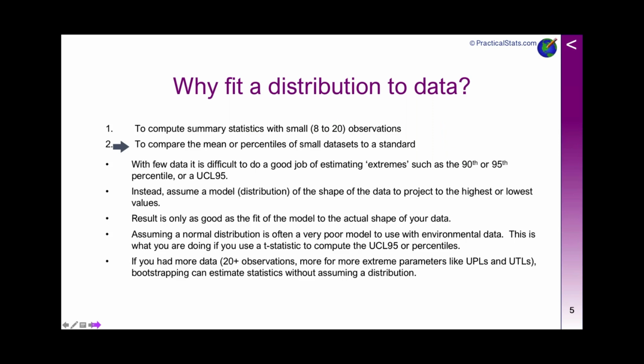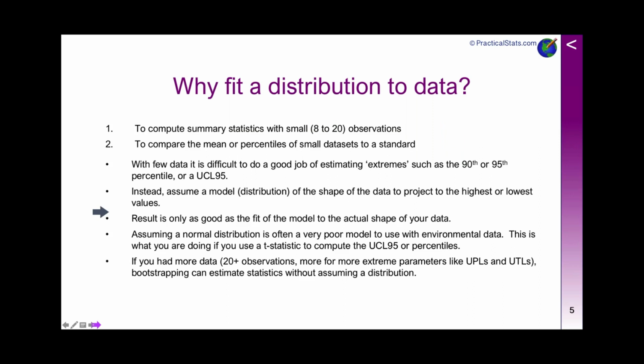So when you don't have much data to do that, it's hard to estimate things like the UCL 95 or the set of percentiles. So we would assume a model, a distribution for the shape of the data to project beyond perhaps where our data currently are. And that projection is only as good as the fit of the model to the shape of your data. And the problem is, with not a lot of observations, you don't know what the shape of your data is.